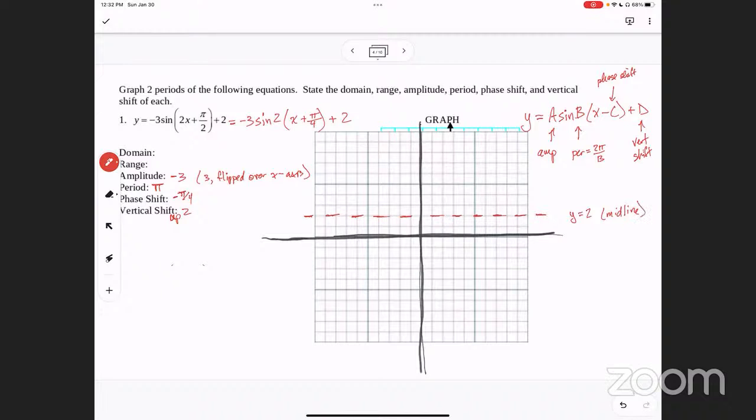Because it was all shifted up 2. And then the amplitude is 3, which means the top of it is going to go up to here. So 3 up from the midline, and 3 down from the midline is going to be here. See how I did that? Now the period is pi, but I shifted it. So I did the horizontal lines. My graph is going to fit inside of these 3 lines, right? Now I got to figure out where I'm putting them.